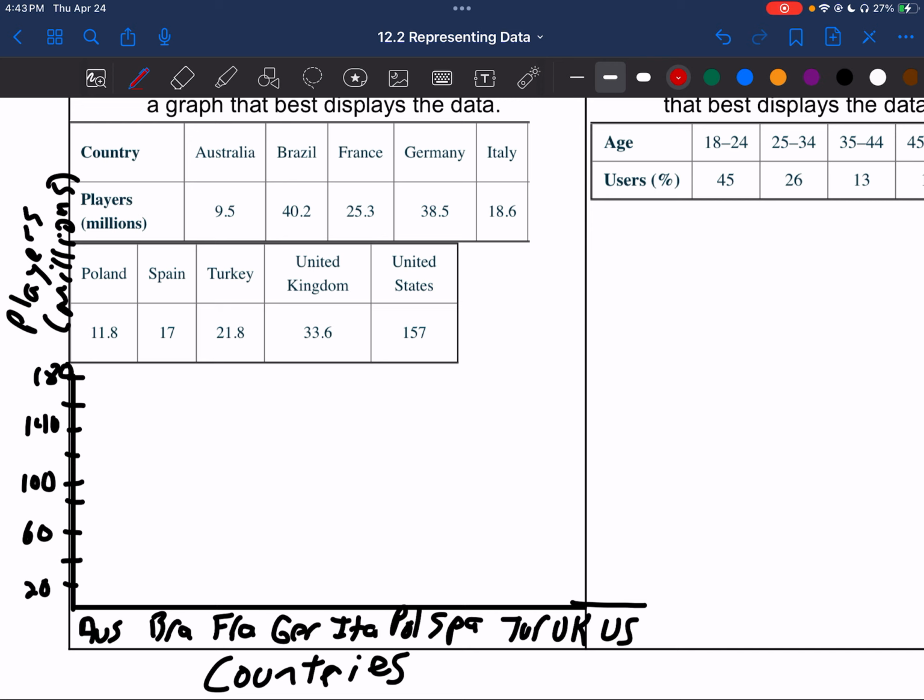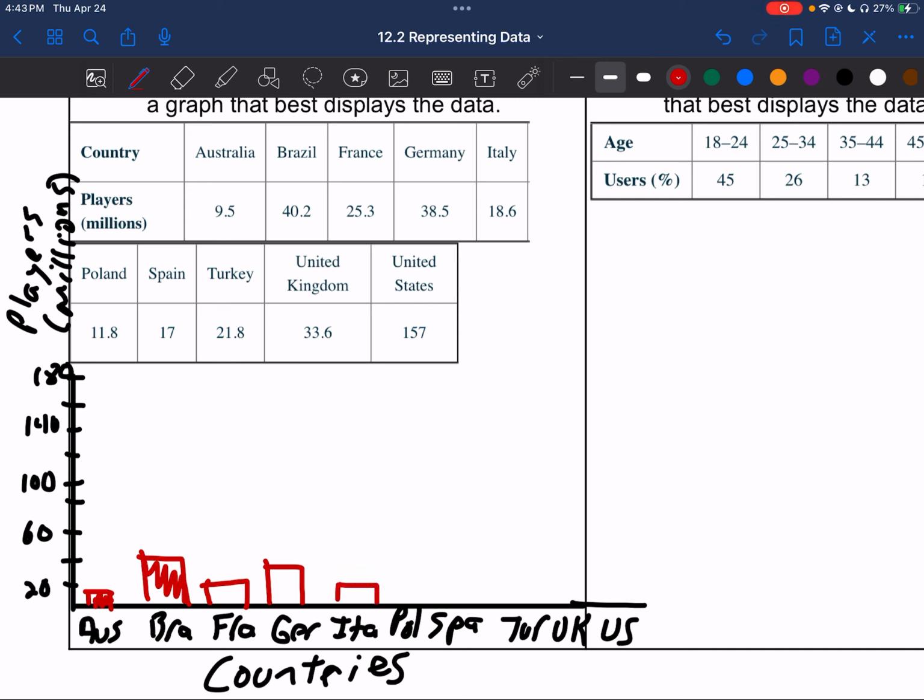So Australia has 9.5 million, so that's going to be a little bar, only about halfway up. It's going to be a bar like that. Brazil, 40 million. So that's Brazil's bar. France is 25, so similar to Australia. Germany has 38 million, so we're going to be a little taller. Italy has 18, so we're going to be a little shorter if we can.